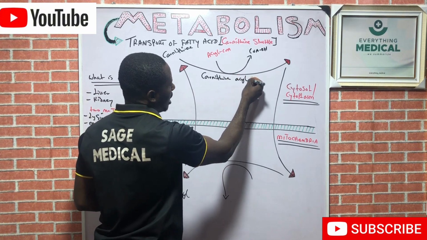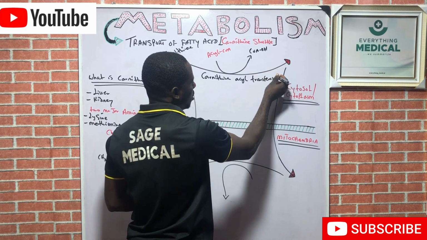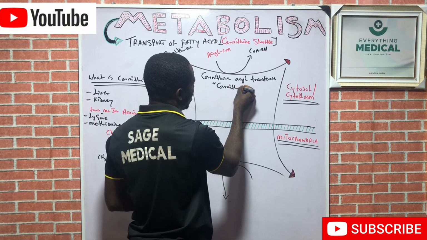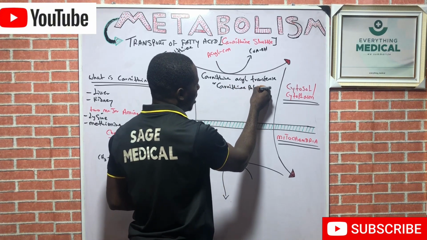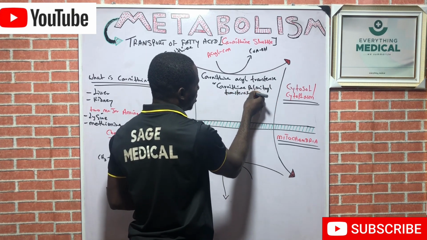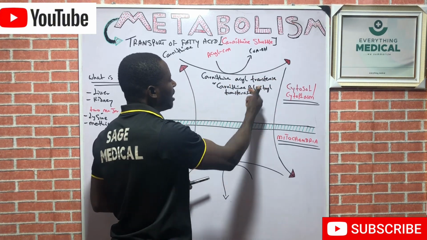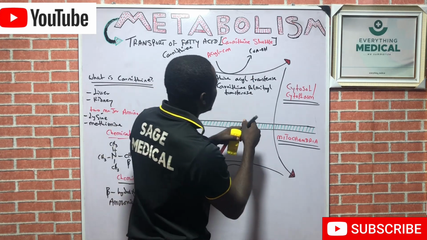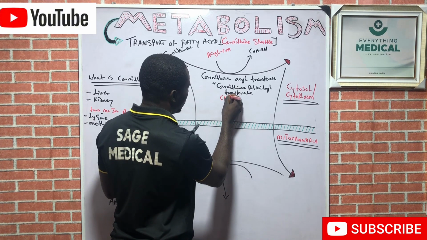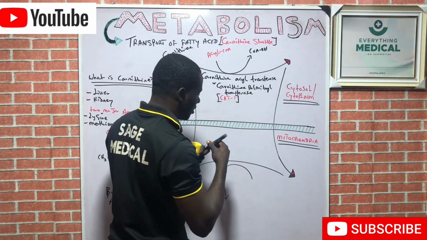carnitine acyltransferase, or carnitine palmitoyltransferase. So this enzyme can be called carnitine acyltransferase or carnitine palmitoyltransferase. So we can call it CAT1, which is for carnitine acyltransferase in a short form.